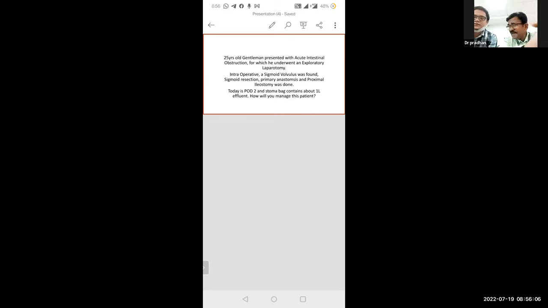And apart from this, you should consider the patient's general fitness. Yes. His anemia, his protein level. So otherwise, patient should be fit for this stoma closure.